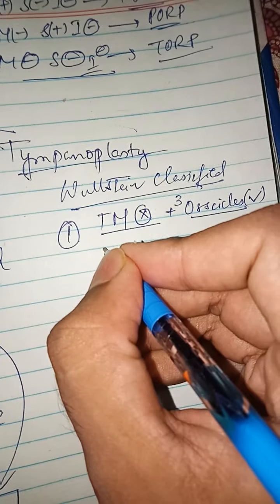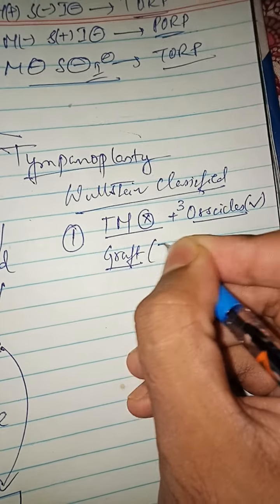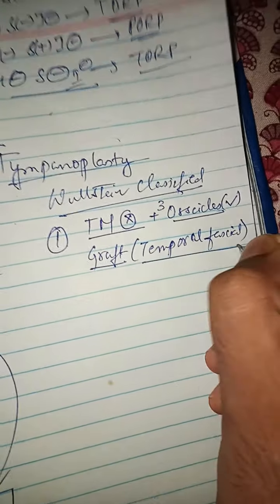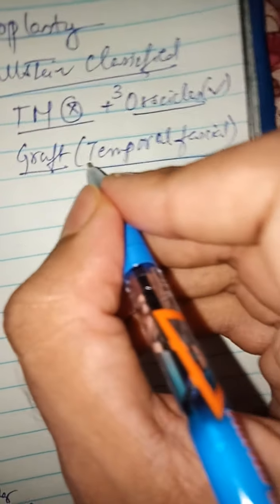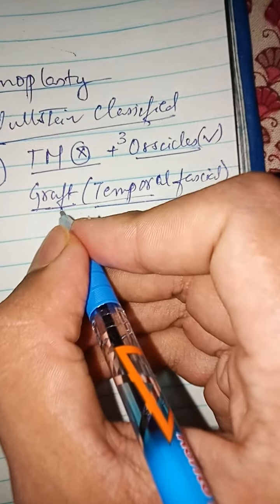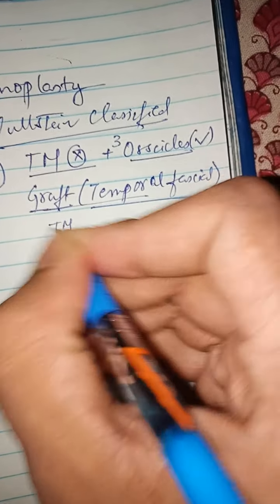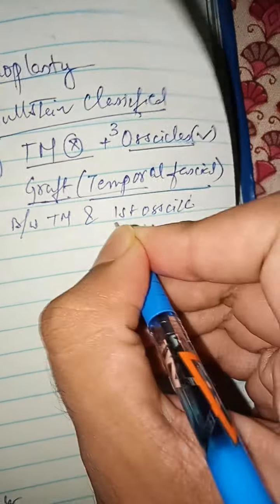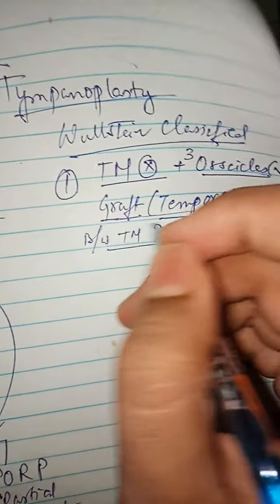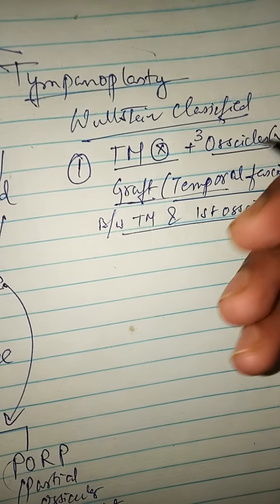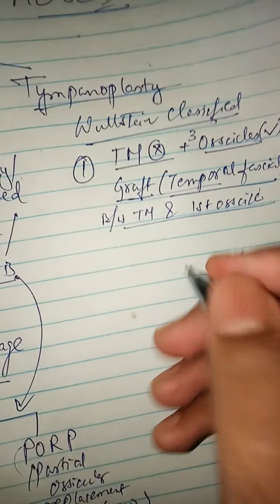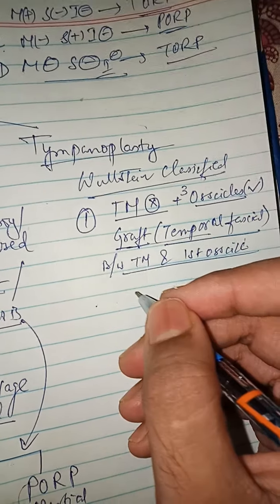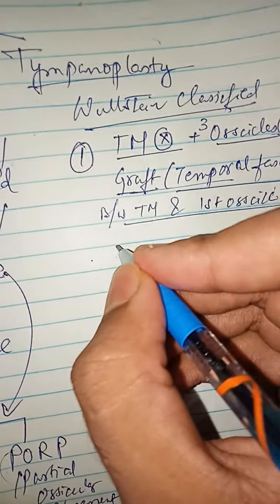So for that graft, we will take the temporal fascia of the person, the fascia of the temporalis muscle. So that is used as a graft, an autograft. This has to be placed between the tympanic membrane and the first ossicle, that is the malleus, the handle of the malleus. So this is type 1 tympanoplasty, which is also known as myringoplasty. But in myringoplasty we do some different things that we'll talk about later.